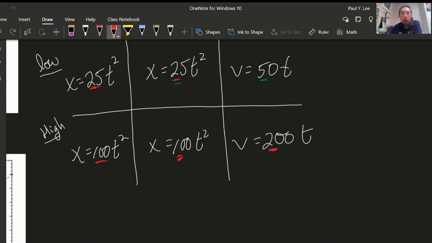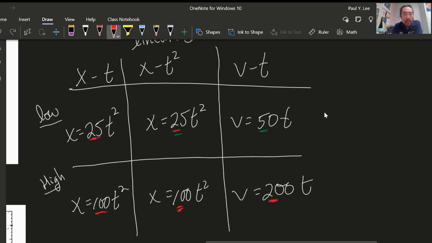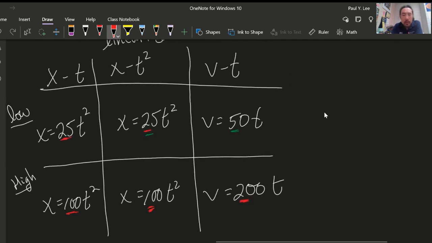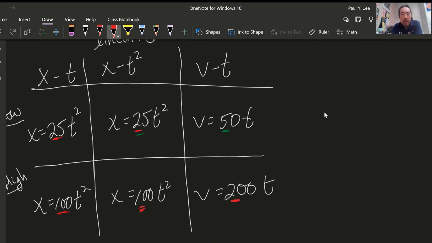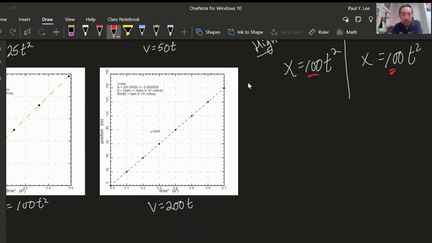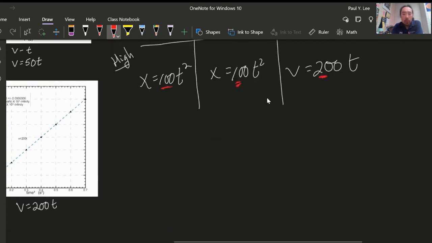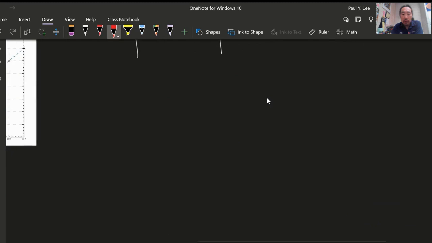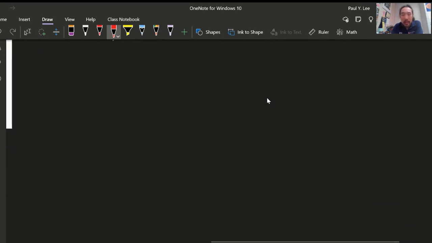So now let's go over what the 50 and the 25 and the 200 and the 100 represent in terms of objects that are speeding up. The first thing I want to go over is the velocity time graphs. The velocity time graphs that I got here were a linear line. So if I were to go over the definition of the linear formula, we would get something like this.